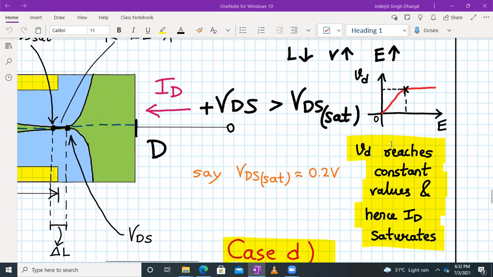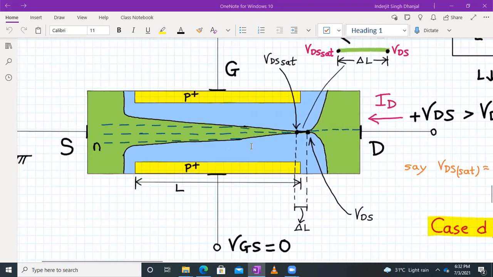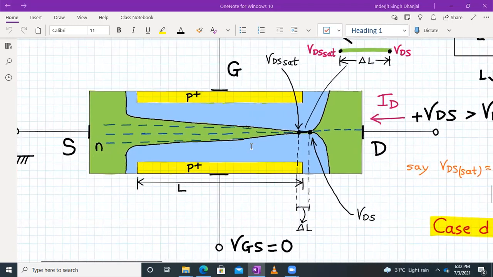So over here, the drift velocity, which is the average velocity of the carriers, will also reach a constant value. This is the reason why your current will saturate. The current will flow steadily, at a constant rate.